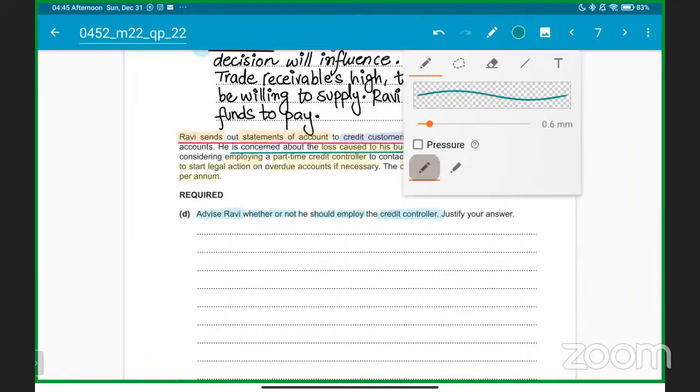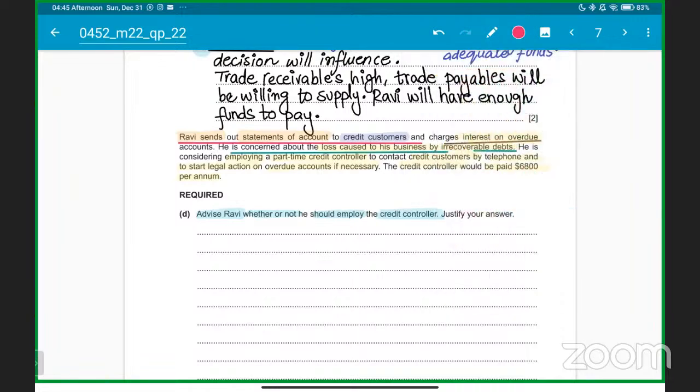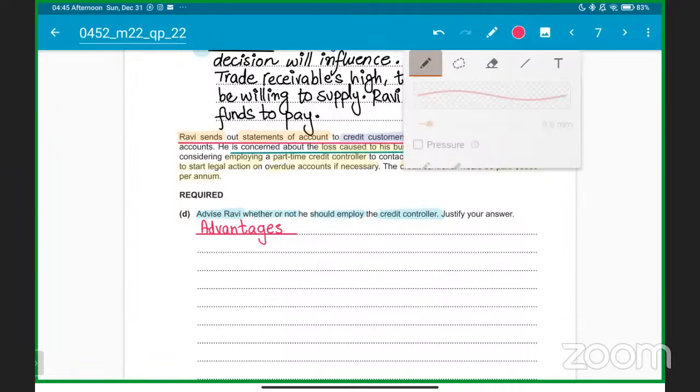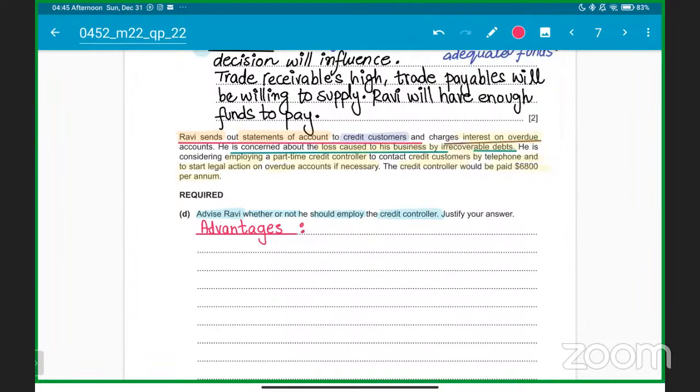So think about it and let me know. How do you go about this? You always write down first. If you are saying that he should employ, what will be the advantages of employing the credit controller? The advantages will be less irrecoverable debts.